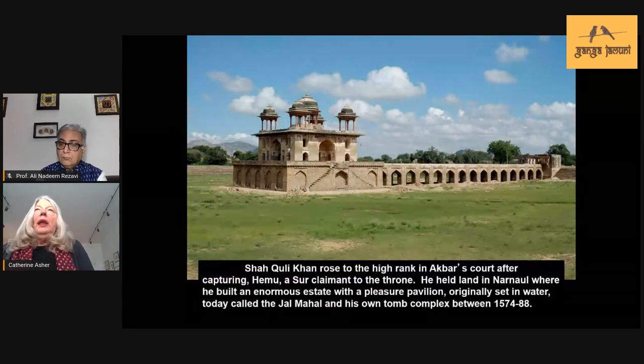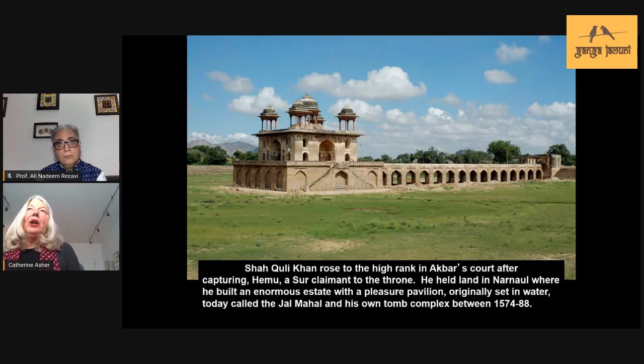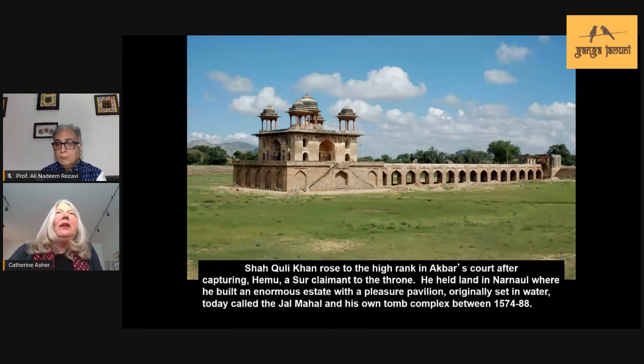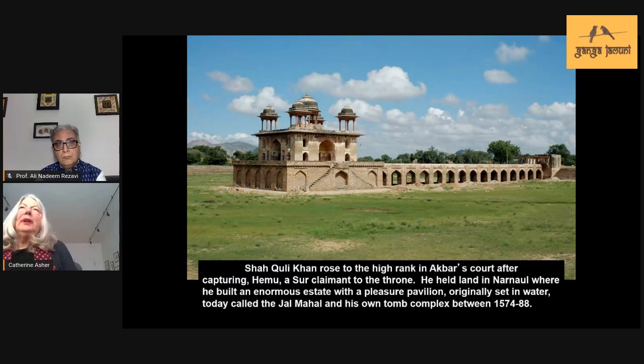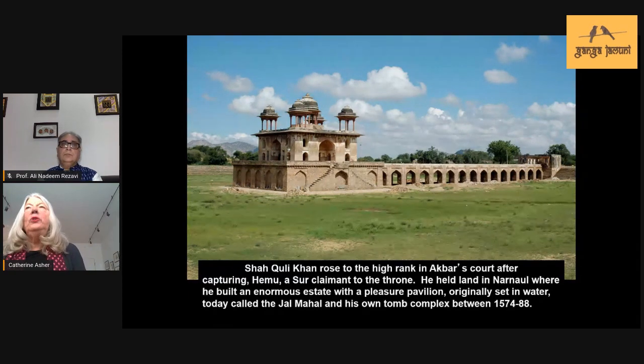reign. He rose to a high rank in Akbar's court after his involvement with capturing Himu, who, as we know, had served the Surs and claimed the throne. He held land in Narnaul, where he built an enormous estate. And this estate included a pleasure pavilion, which was originally set in water, today called the Jal Mahal, and that's what you're looking at here, and his own tomb complex.